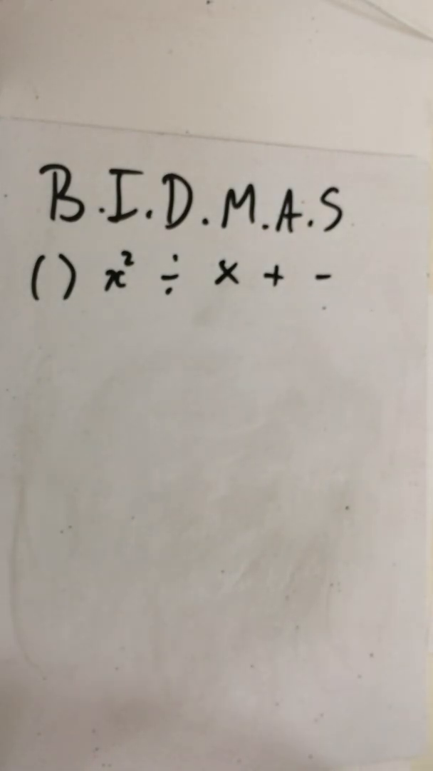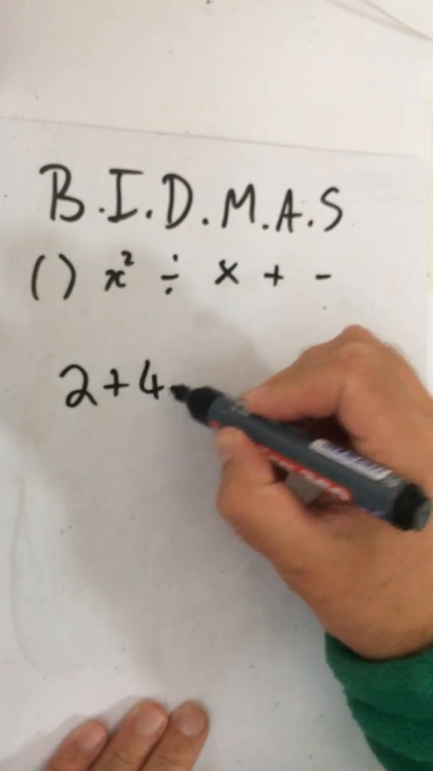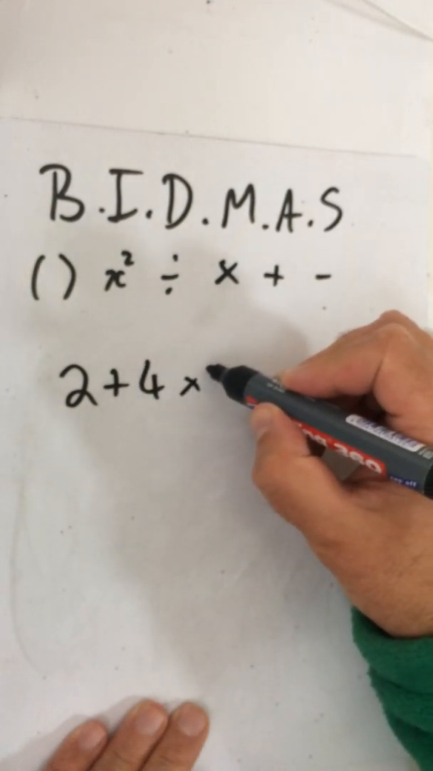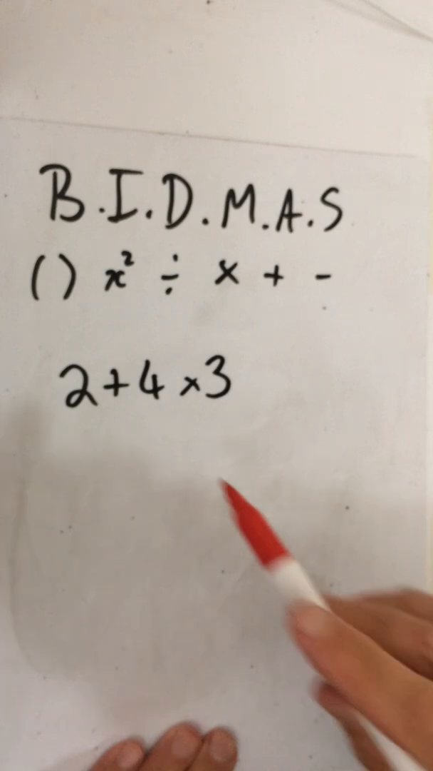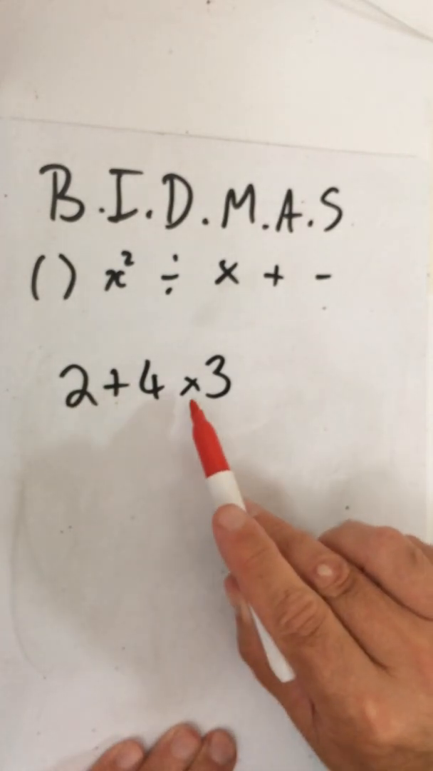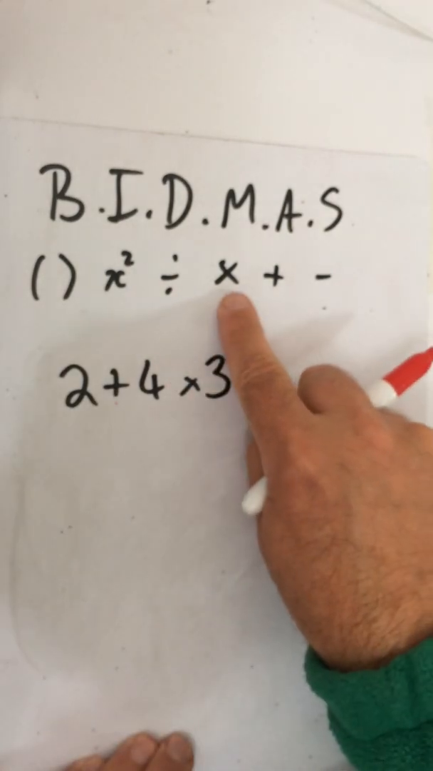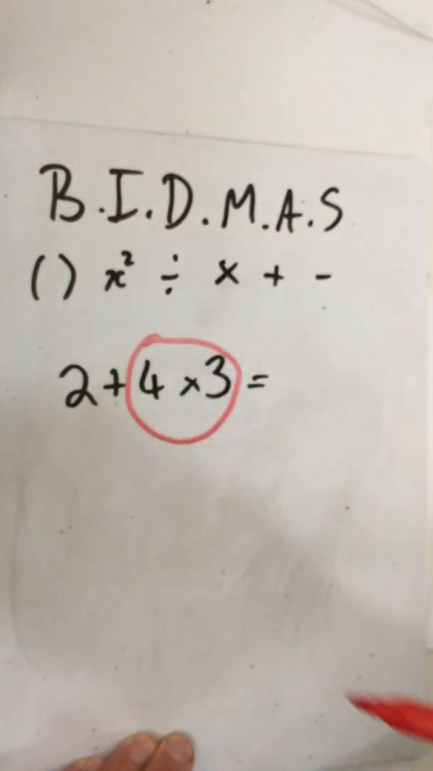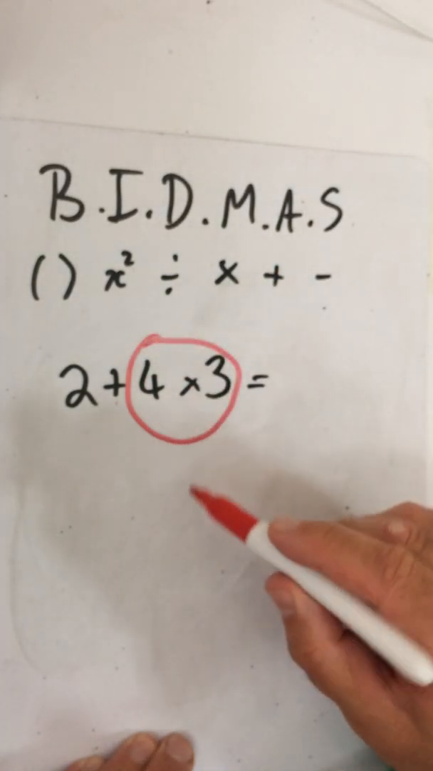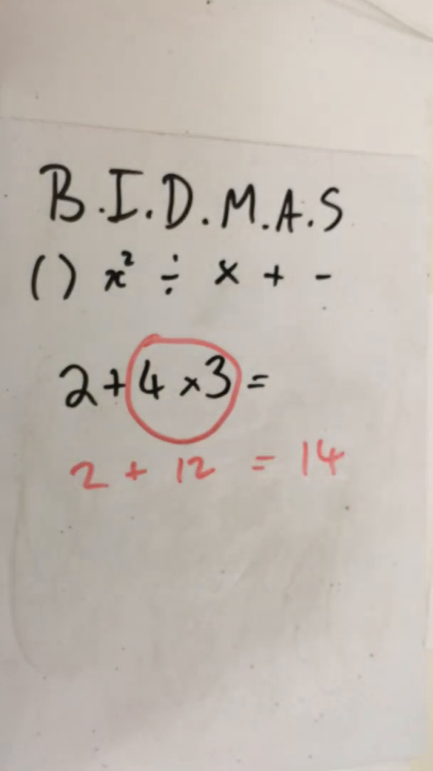Right, let's have a little look at another one. Let's go with 2 plus 4 times 3. Okay, so here BIDMAS tells us, do I do the adding first or do I do the multiplying first? Now in BIDMAS, the multiplying comes before the adding, so again I have to do the multiplying first. 4 times 3 is 12, so it just becomes 2 plus 12, 14. Okay.